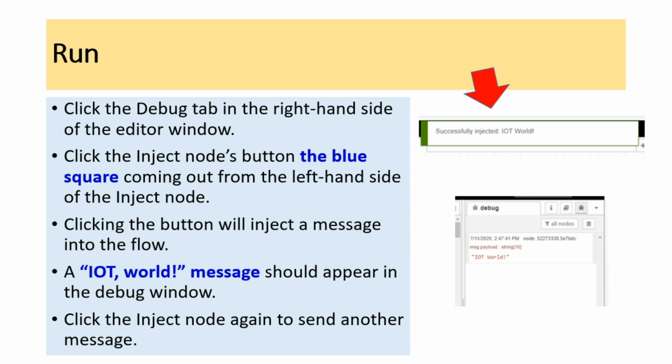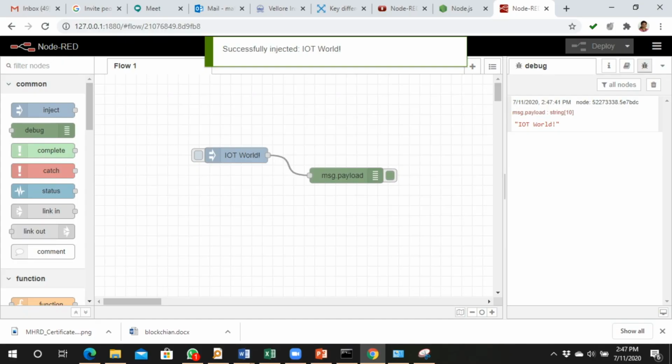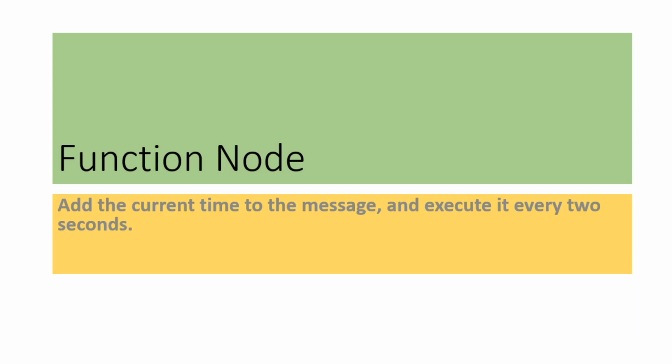In the inject node there is a blue square. You just click it. Once you click it, it will be successfully injected into the debug window. You can see the debug message IoT world displayed in the debug window. So this is an example where you see a successful injection, and then you have a debug window.